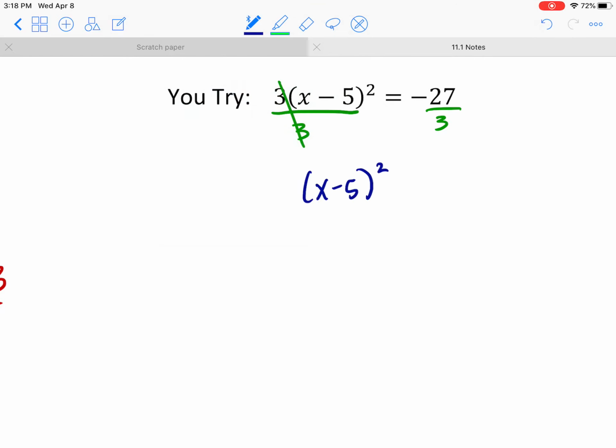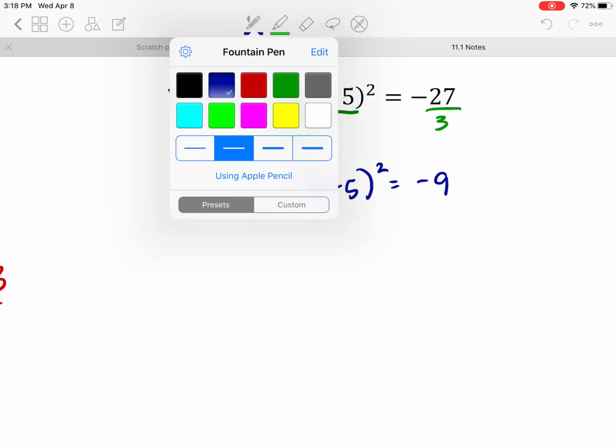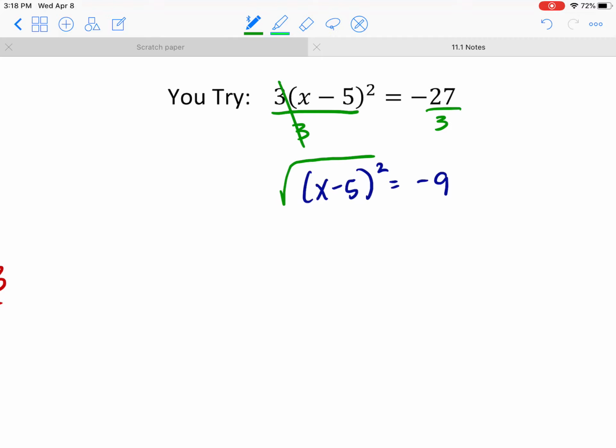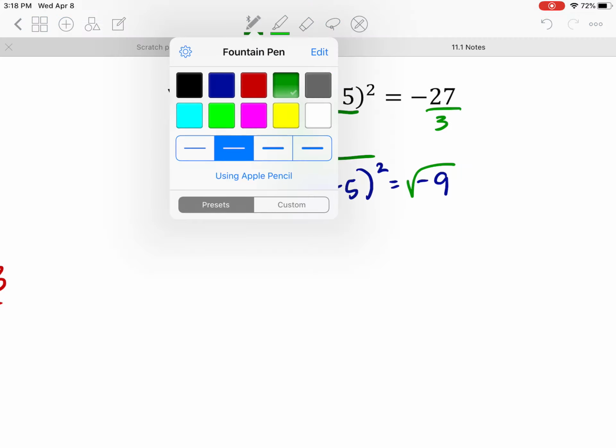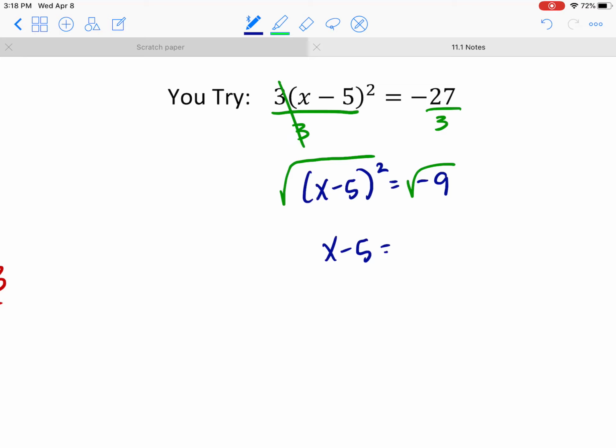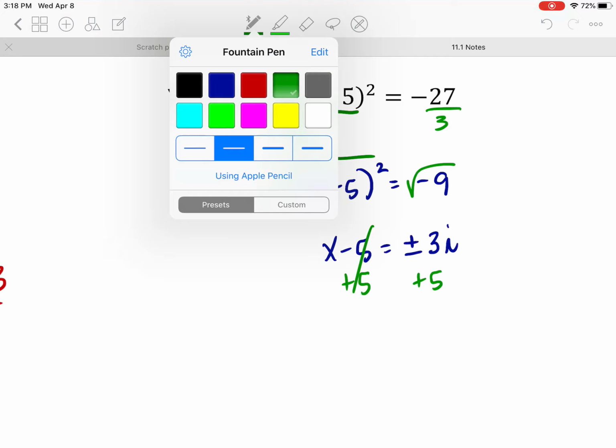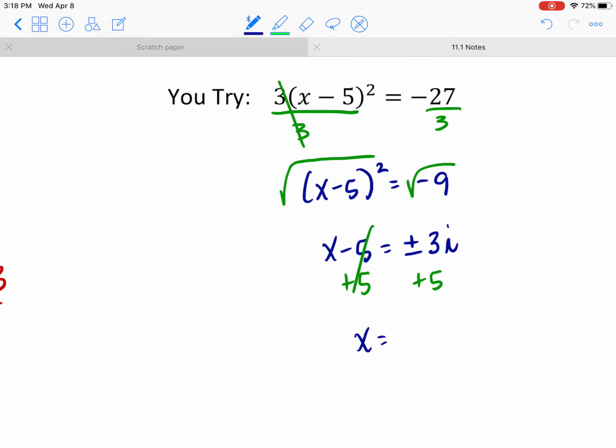All right, there's one for you to try. If you're confident, give it a shot. If you want to just keep working along with me, here we go. Let's get the squared term by itself by dividing both sides by 3. That cancels, and we are left with x minus 5 squared equals negative 9. I can't move the 5, it's trapped in the parentheses. So I need to get rid of the square by taking the square root. That's going to give me x minus 5 equal to, I've got to put in my plus or minus, the square root of negative 9, which is 3, and because it's negative, it's imaginary.